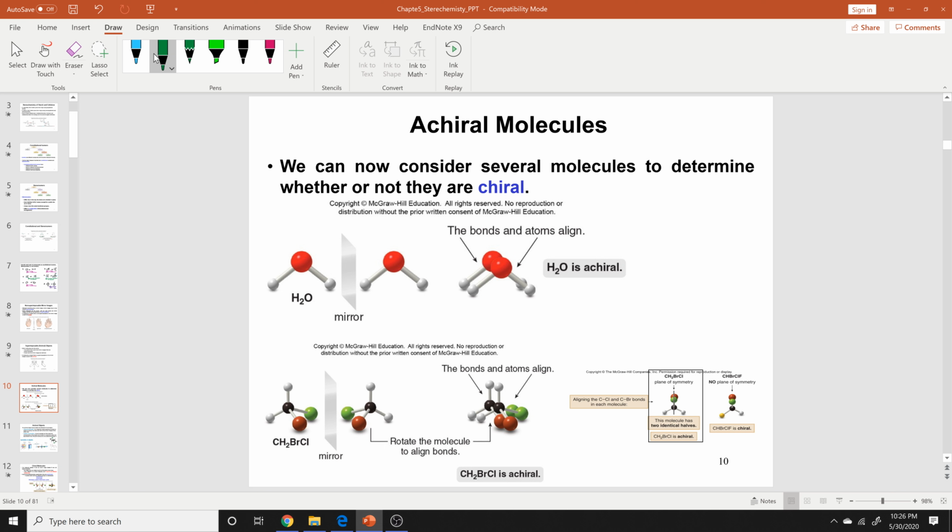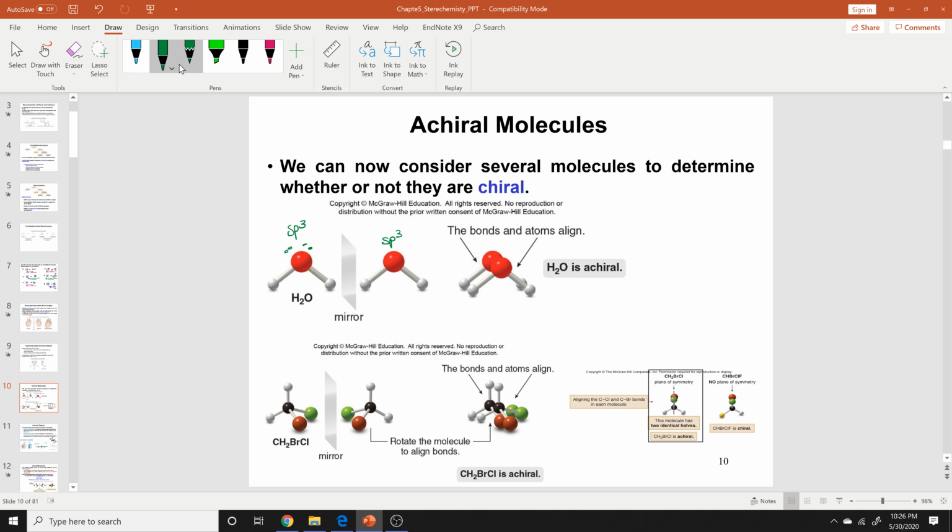Water has an sp3 hybridization. So you have two lone pairs over here, and its hybridization is an sp3 hybridization. So here I'm considering the case of an atom that is surrounded by two bonds. Two bonds, four groups: two lone pairs and two bonds. Then in this case, the molecule is going to be achiral.